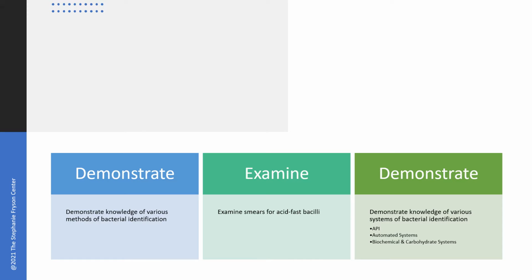What everyone needs to know is this part about demonstrating knowledge of the API system and automated systems, because that's just a general thing that everybody has to kind of know. How do you identify microorganisms outside of biochemical tests that are done manually?